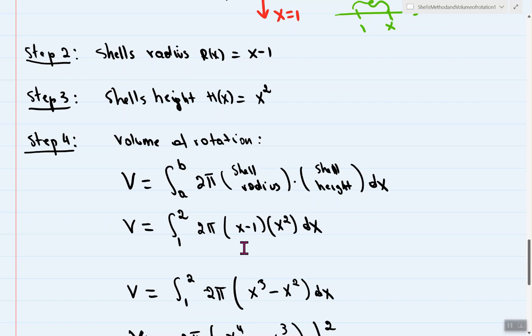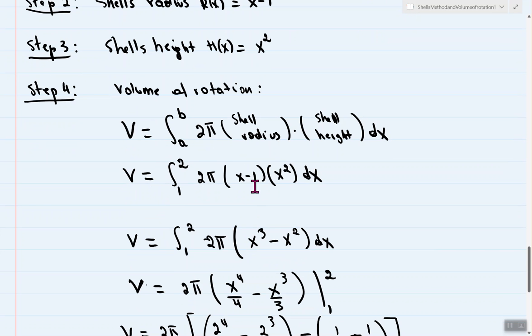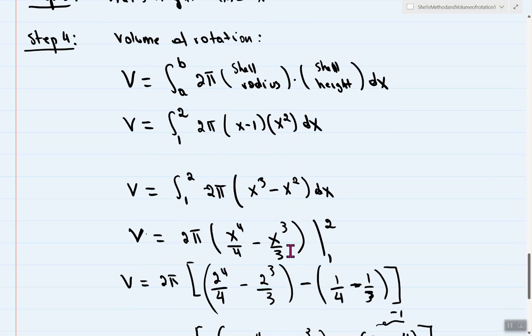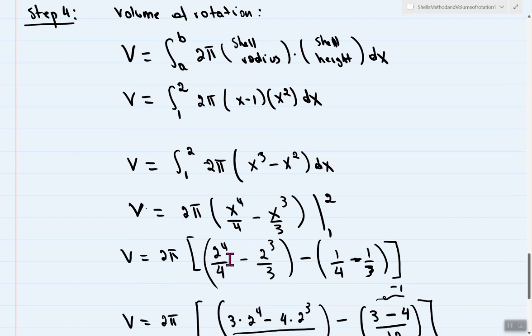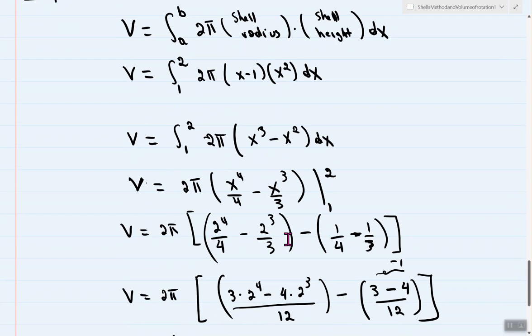So now we have this Calculus 1 integral. Before we do it, we have to distribute x squared. x squared times x is x cubed, and x squared times negative 1 is negative x squared. Then 2 pi is a number, so we just bring 2 pi down, and find the antiderivative of x cubed, which is x to the 4th over 4, minus the antiderivative of x squared, which is x cubed over 3.